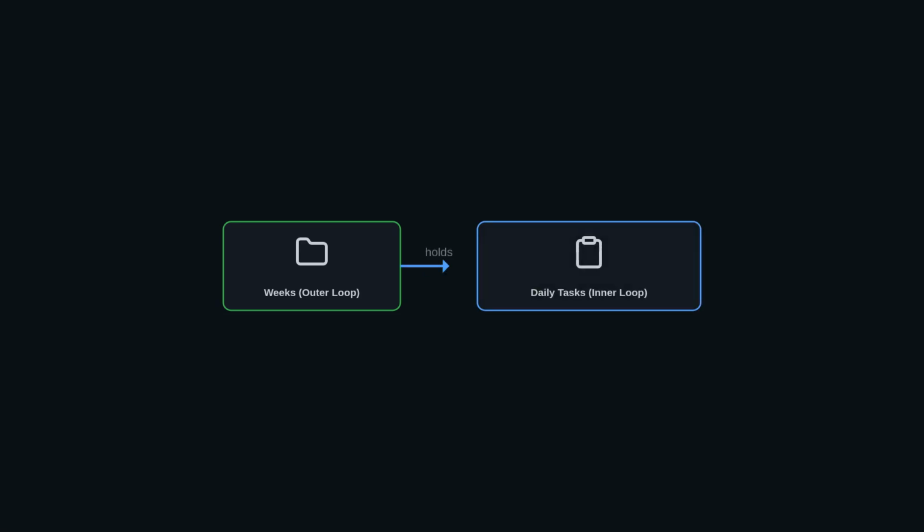Now that our loop is printing numbers and skipping steps, let us put one loop inside another. Think of a simple schedule. We have weeks on the outside and we have daily tasks on the inside. The week holds the daily task lists, so every single day finishes before the next week begins. This structure has a specific name in programming. We call it nested loops, which means one loop sits completely inside the body of another loop.